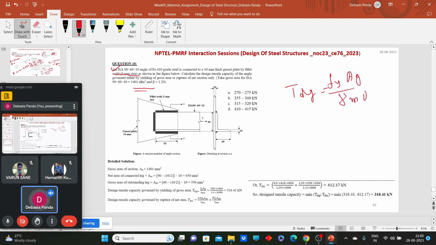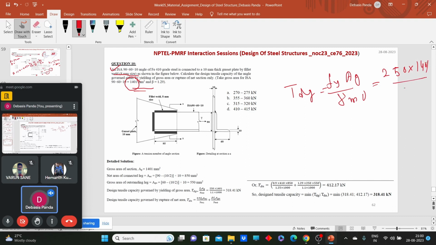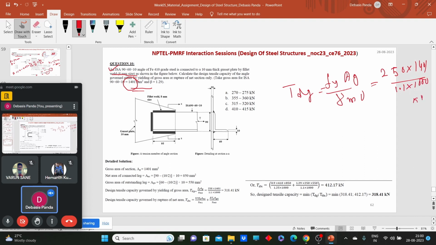The Ag value is given, 1401. So plug in these values: 250 into 1401 divided by gamma m0, 1.1. This is in Newton, and if we divide it by 1000, it will come in kilonewton. So the calculation gives 318. Now what will be the design strength due to rupture of critical section?